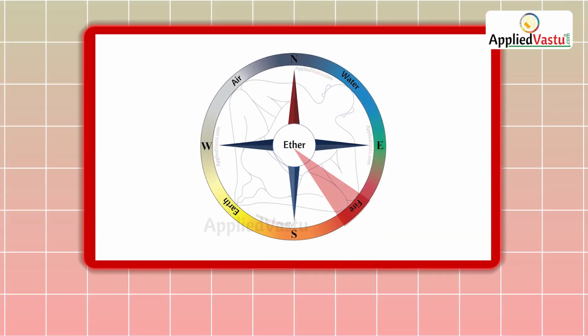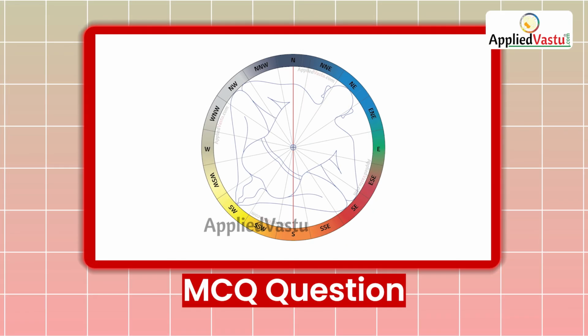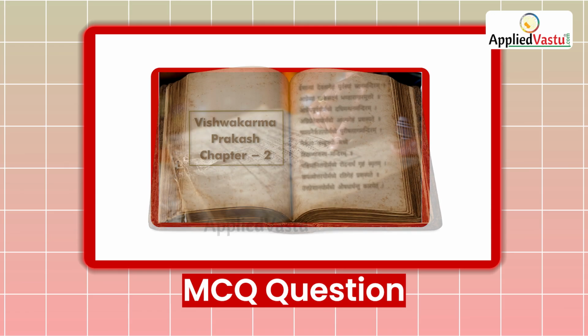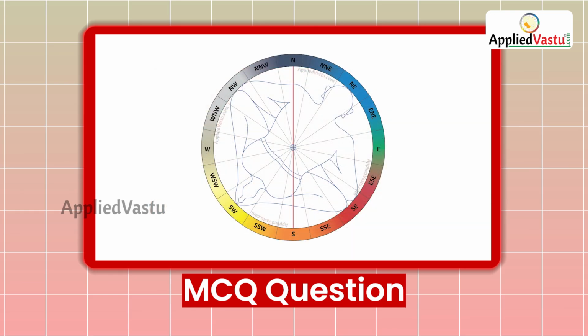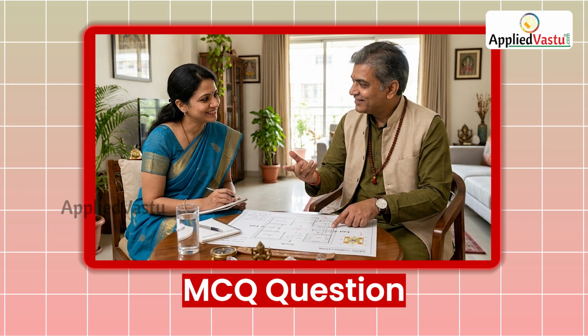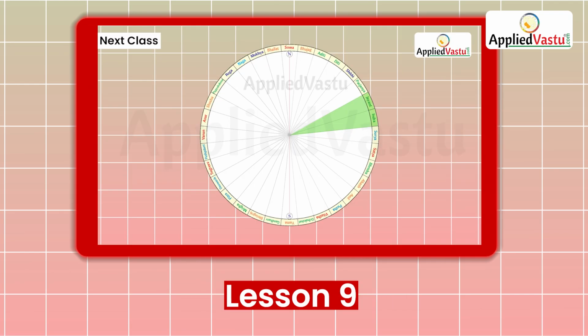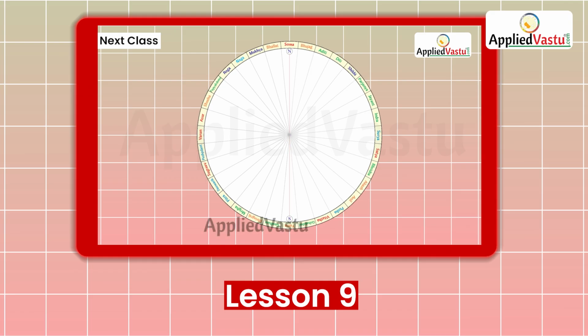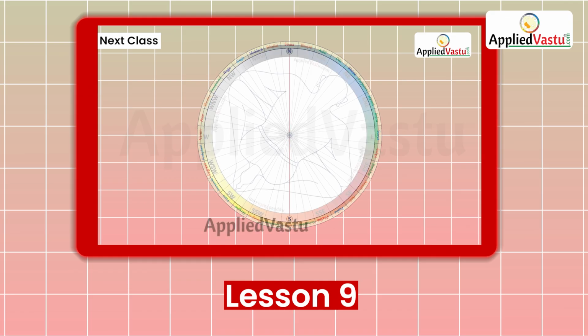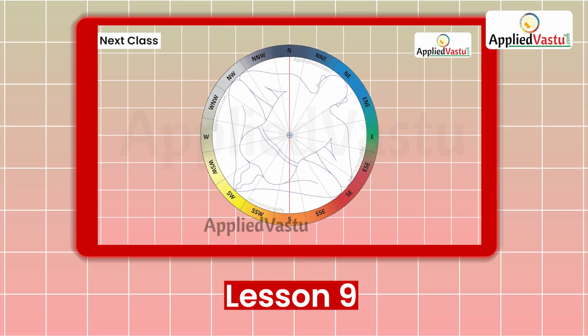After completing this video, a short multiple choice question will appear. Once you answer it correctly, the next lesson will be unlocked for you to continue your learning journey. In the next class, we will move one step deeper and understand the concept of the 32 directional padas and learn why the exact position of an entrance is so important in Vastu Shastra.